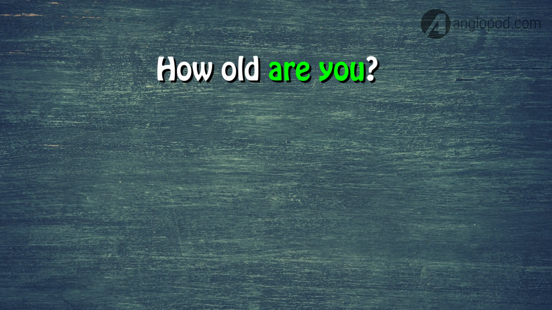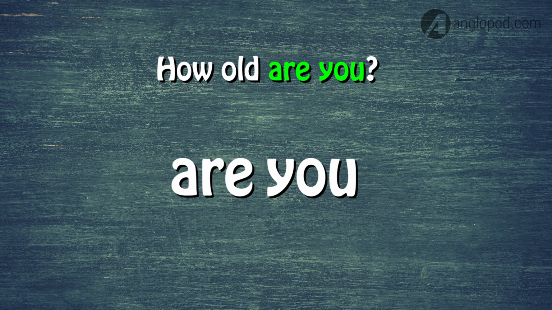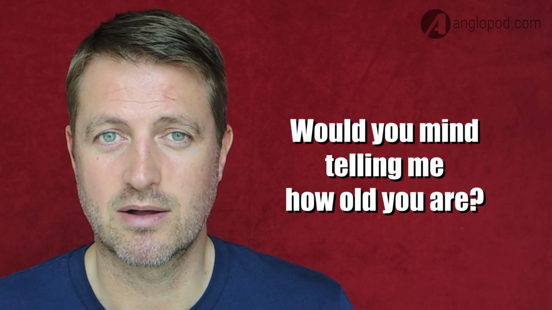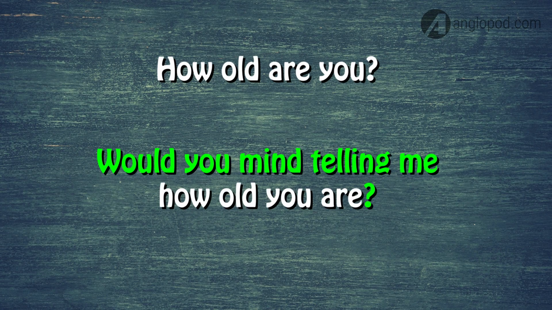In the first example, we change the word order of the subject you and the auxiliary verb are. So are you becomes you are. Would you mind telling me how old you are? The question now is, would you mind telling me? This means, is it okay to tell me? The how old you are part is no longer a question. So this uses normal statement word order.